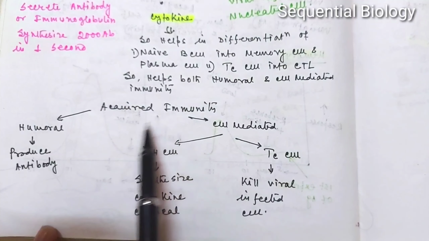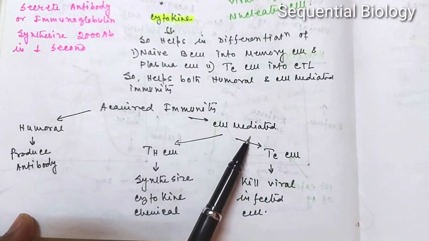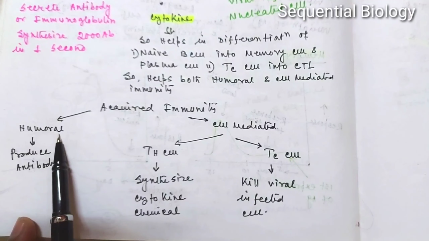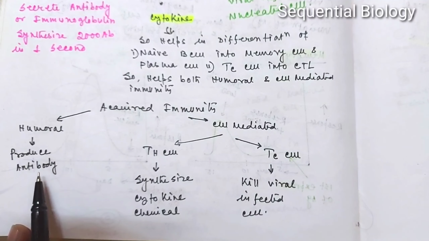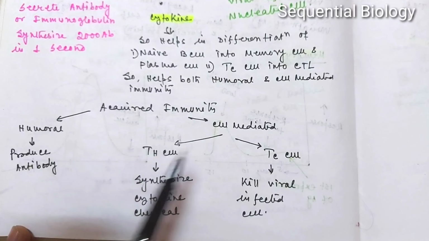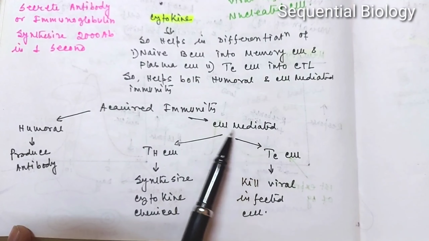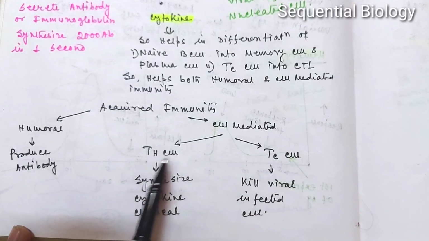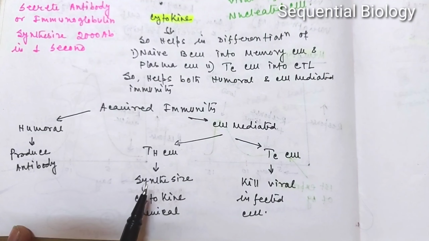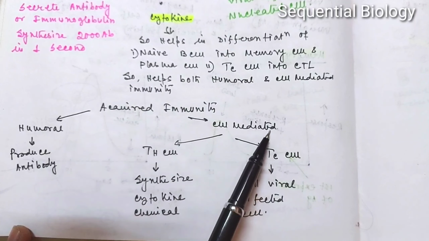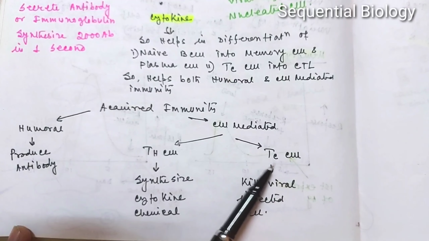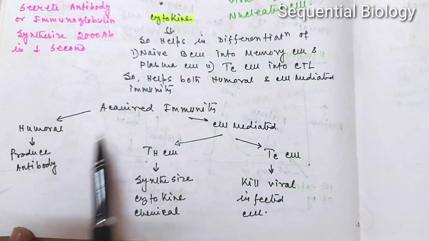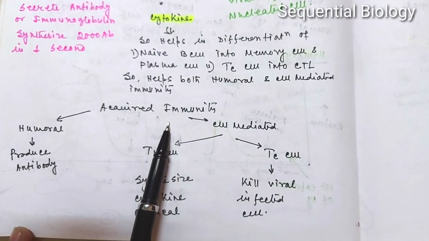Then the acquired immunity is of 2 types, humoral and cell mediated immunity. In humoral immunity the plasma B cell produces many antibodies against any type of pathogen, and in cell mediated immunity 2 types of cells are involved, the helper T cell and cytotoxic T cell. Helper T cell causes the synthesis of cytokine, a type of chemical which helps both humoral immunity and cell mediated immunity. Okay, so the TC cell kills the viral infected cell. Then this is actually the process by which acquired immunity acts against pathogen.